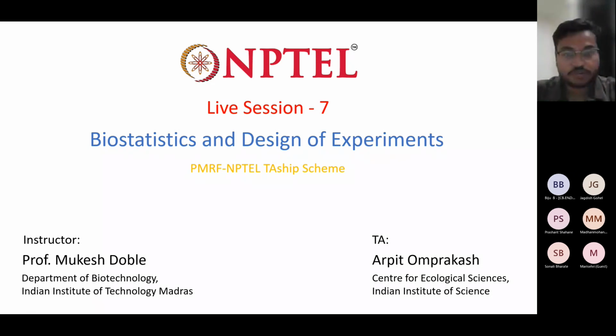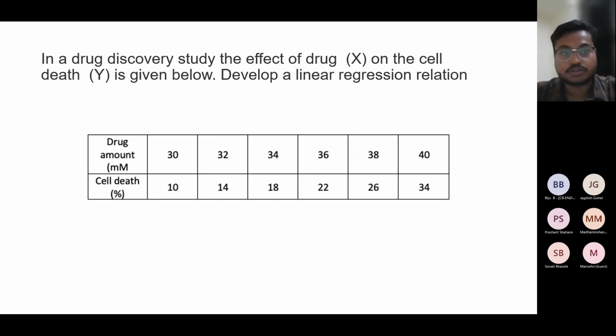This is the seventh session, and today we'll discuss questions similar to the final assignment, assignment number 8. The first question: in a drug discovery study, the effect of drug X on cell death is given below, developed by a linear regression relation. We are given the drug amount, that is 30, 32, 34, 36, 38, and 40, and the percentage of cells that have died, 10, 14, 18, 22, 26, and 34.